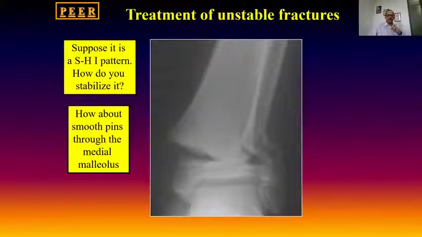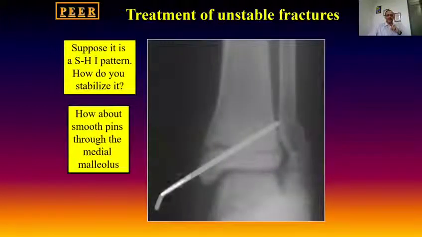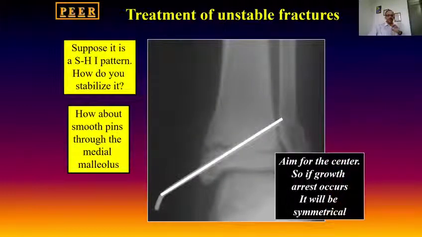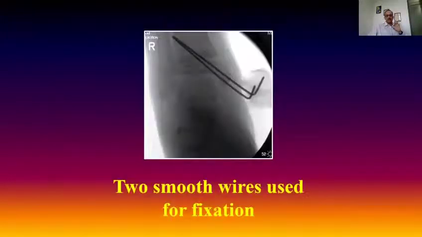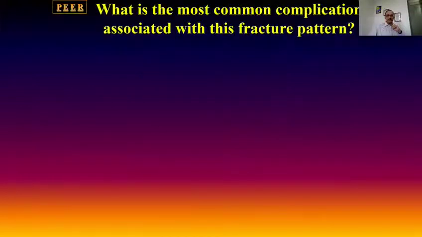In this situation, if you need to put a smooth pin, always aim for the center. A pin which goes through the center will cause minimum growth arrest, and even if it happens, it will be symmetrical. So in case you are passing a wire instead of a screw, it's a Salter 1 injury instead of a 2 injury, and screws are not possible. You can pass a smooth pin, but aim for the center and remove it as early as possible. So this is an example where 2 pins have been used.